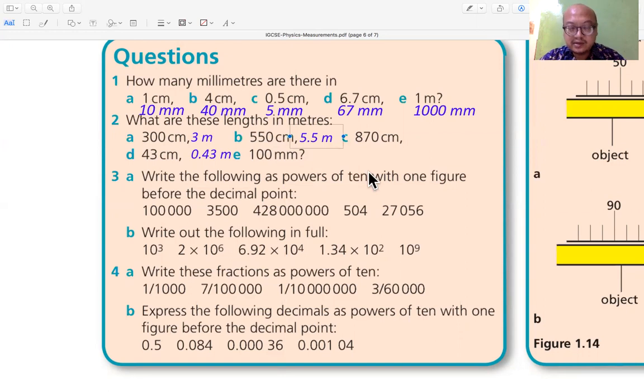And then, maybe here first, 870 centimeter, divided by 100, equals to 8.7 meter. And the last one here, 100 millimeter, same thing with 10 centimeter. 10 centimeter divided by 100, 0.1 in meter. That's it.